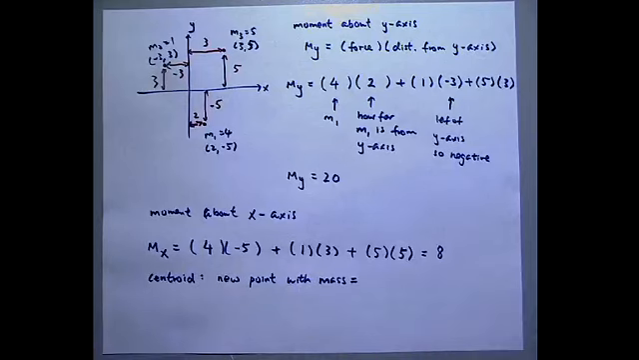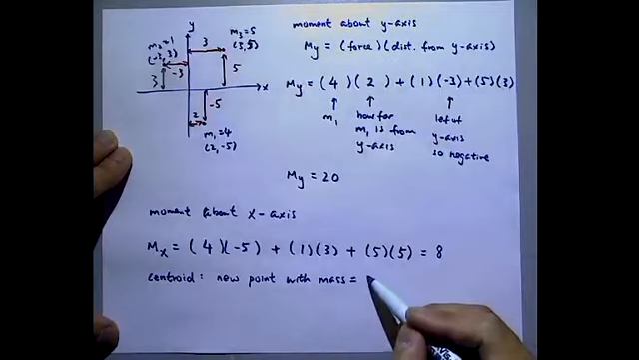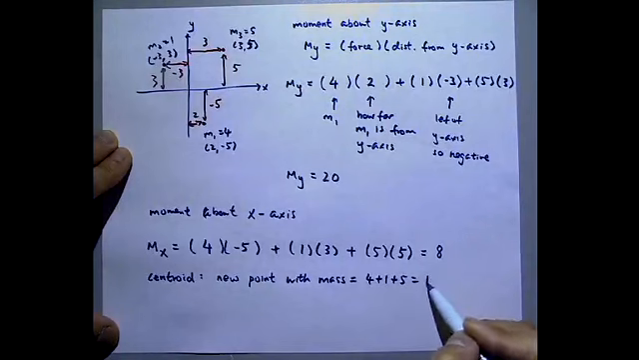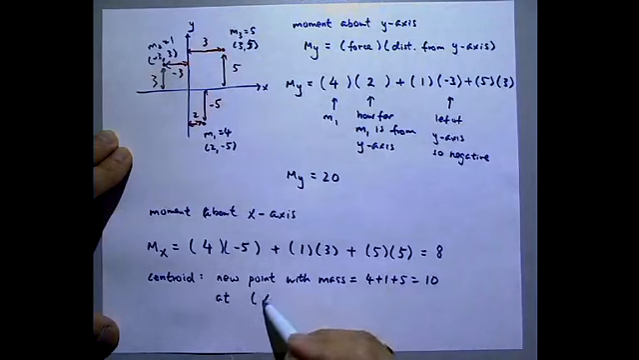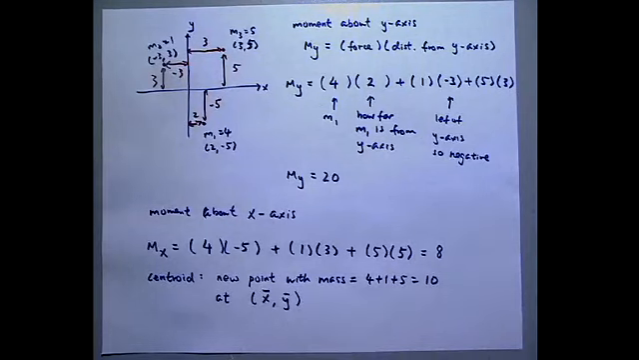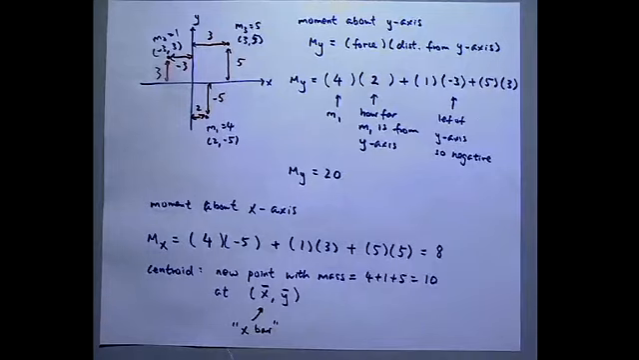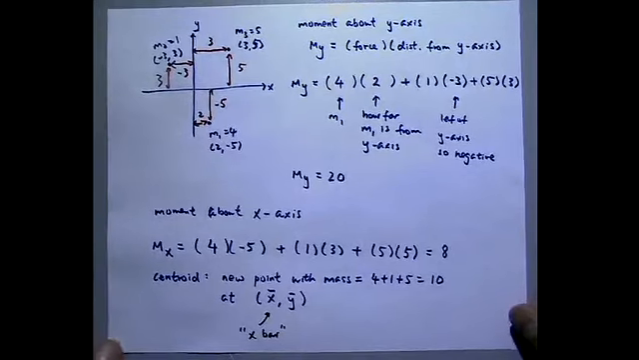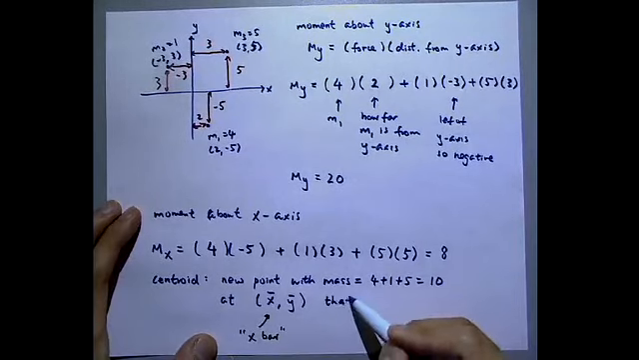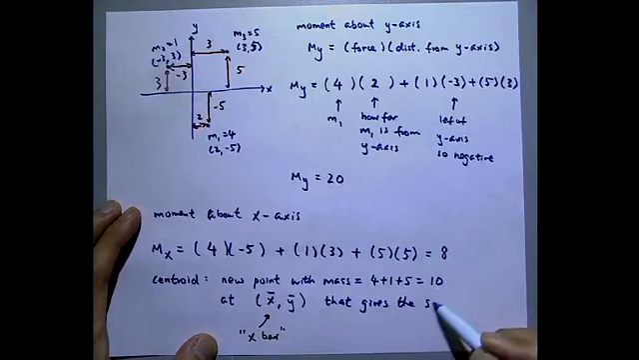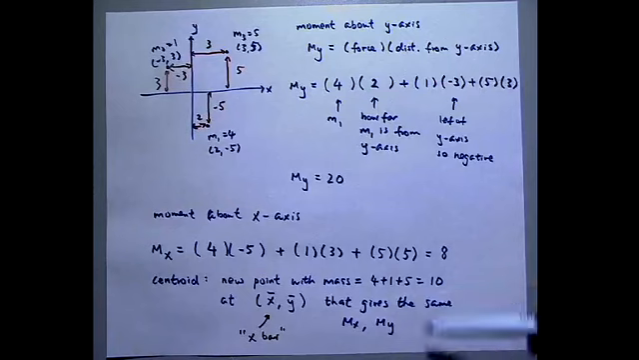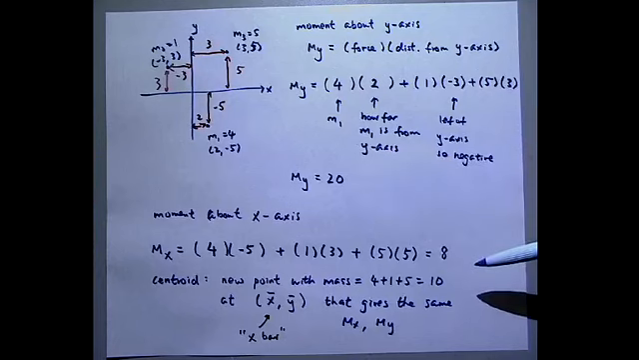So what we're going to do here is to place a new mass with the combined masses of the three. 4 plus 1 plus 5 equal to 10. And often you'll see the location of the center of mass written as x with a bar over that. You read it as x bar. But wherever I put it, I'm still going to get exactly the same moment as I had before. I still want an My of 20 and an Mx of 8.